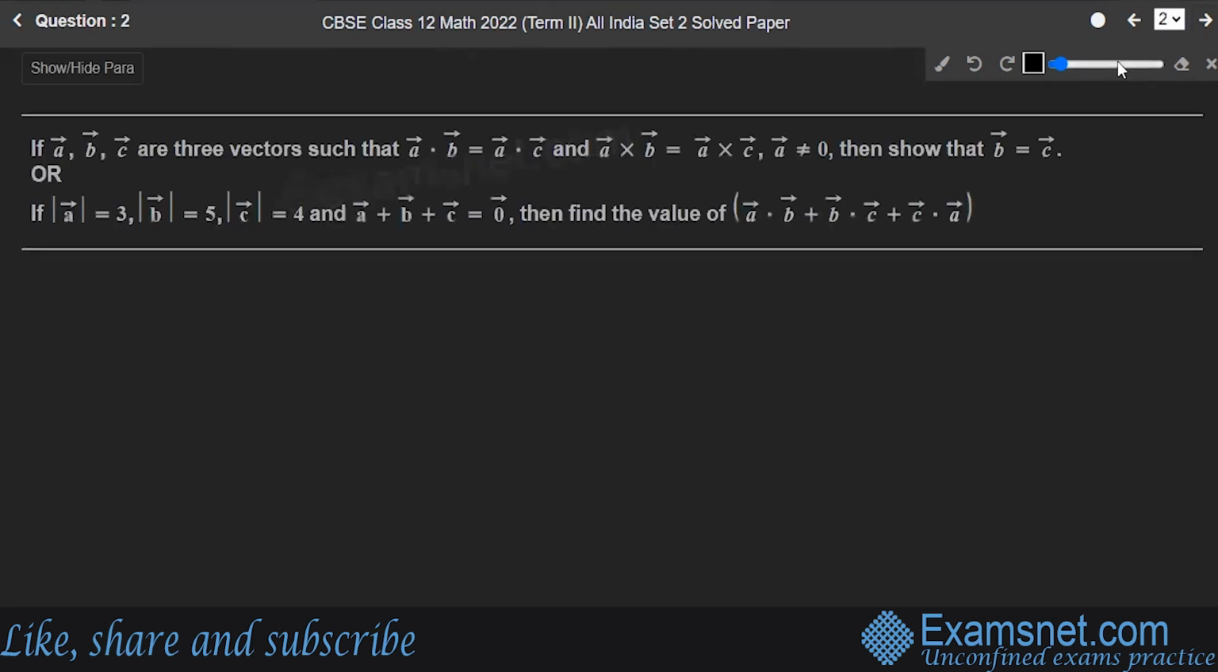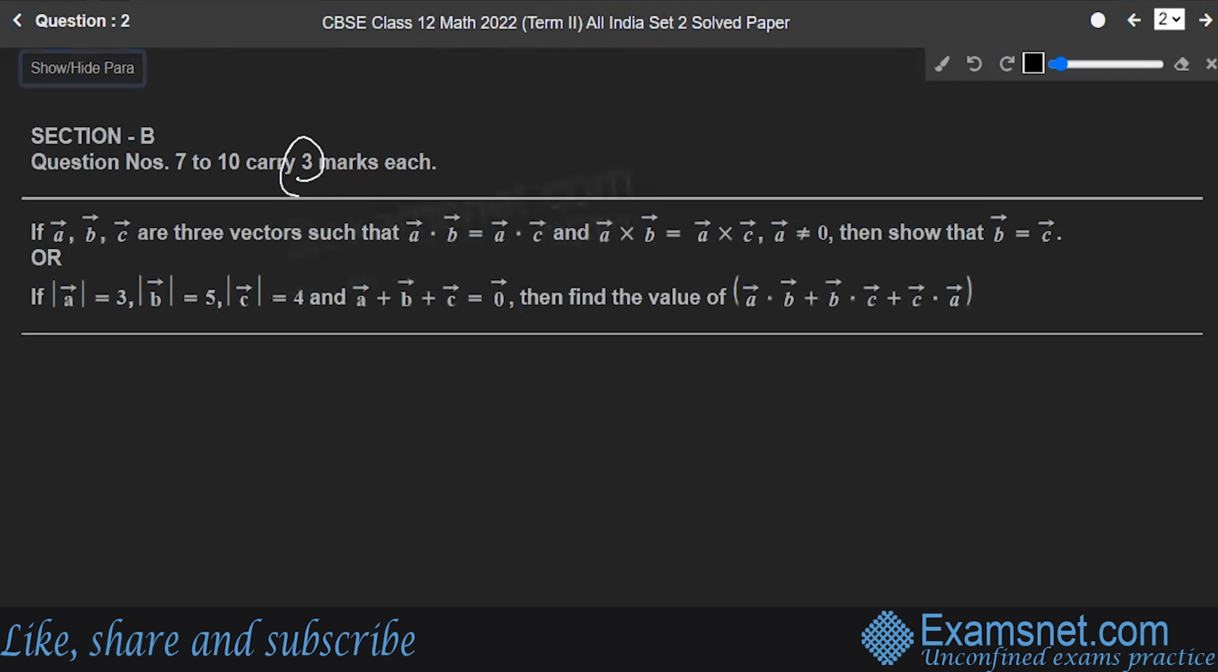Right? Next is question number 2. Now this is a Section B question. That means it has 3 marks. It's a vector problem. Choice is given in this question. It says if A, B, C are 3 vectors such that the dot product of A and B is equal to the dot product of A and C, and the cross product of A and B is equal to the cross product of A and C, and A is not equal to 0, you have to show that B vector is equal to C vector. Or you have a choice with this question, but I'll start with the first question. We'll be solving both the questions one by one. So let's start with the first one.